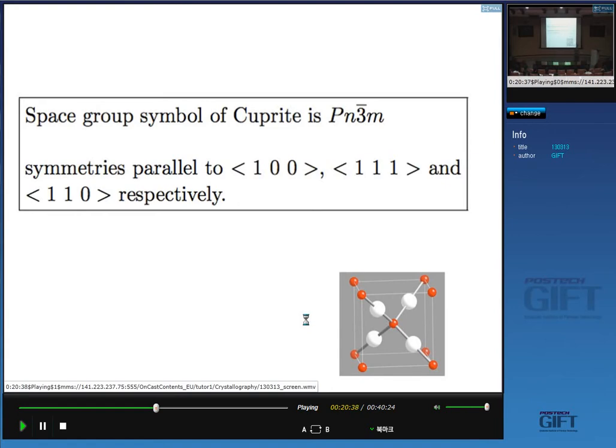In this example, we started by knowing the crystal structure and obtaining the space group symbol. Usually we are working the other way around, which is that we don't know where the atoms are located, and we have 230 space groups to look at and find which is the right one. So I'll go through a few more examples.